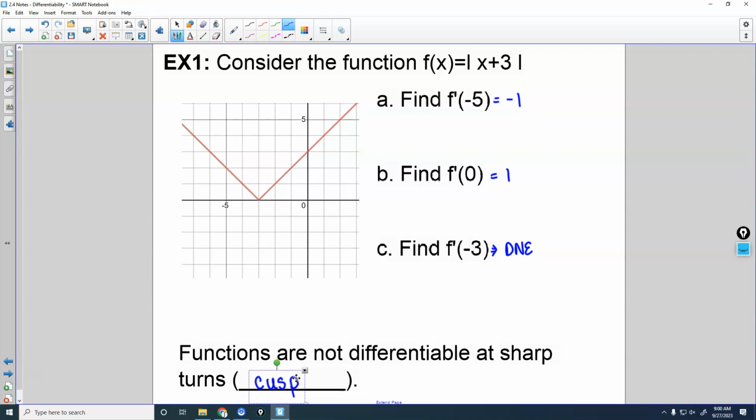A few years ago, several of my students liked to say that word cusp. They thought it was funny. So you can use it if you want. Yeah. There is a chance that it could be used within a problem. That's why I want to throw it out there. But as far as writing your answers, you can use it if you want, but you could also just call it a sharp turn.